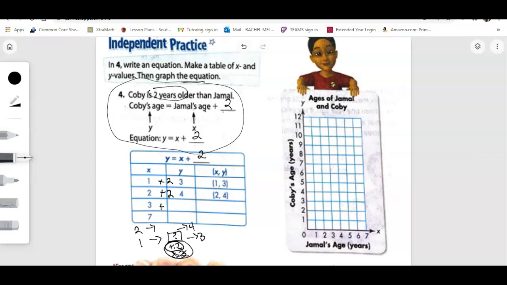Okay, so then we need to complete the table. So what's 3 + 2? It's 5. So this would be 3, 5. 7 + 2 is 9. So this ordered pair would be 7, 9. Okay, and now that I have my table, I put it over here in my graph that's conveniently already made for me. So 1, 3, 2, 4, 3, 5, and 7, 9.